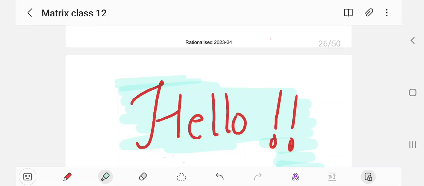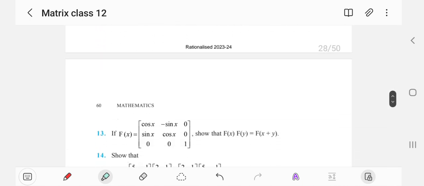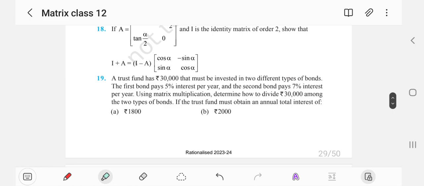As you know, we are discussing exercise 3.2 and let's finish it today. So, we are left with the last 4 questions of this exercise. Let's discuss all these 4 questions.